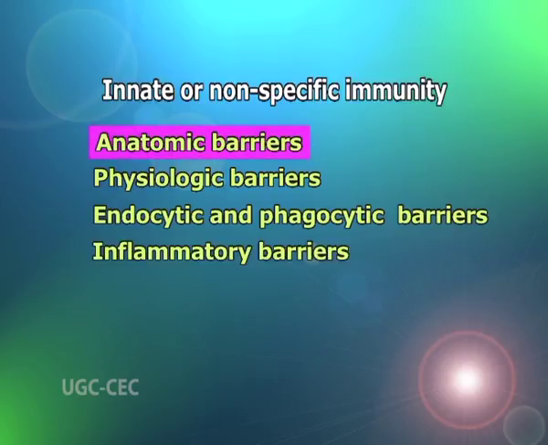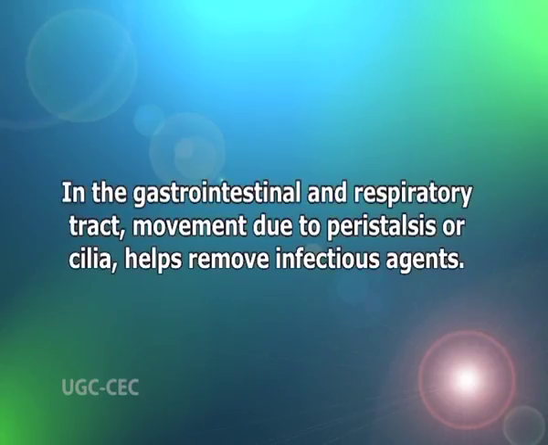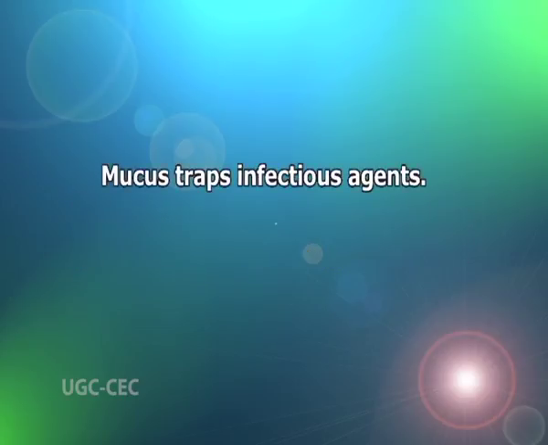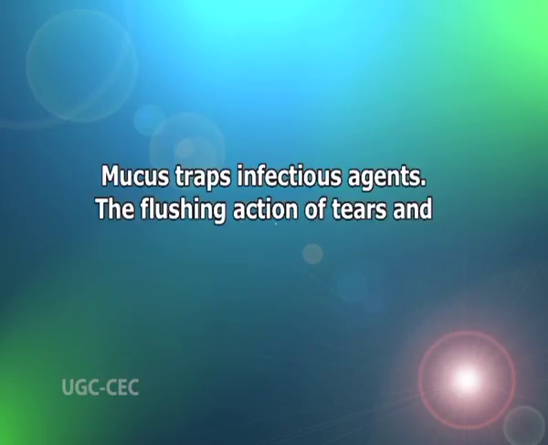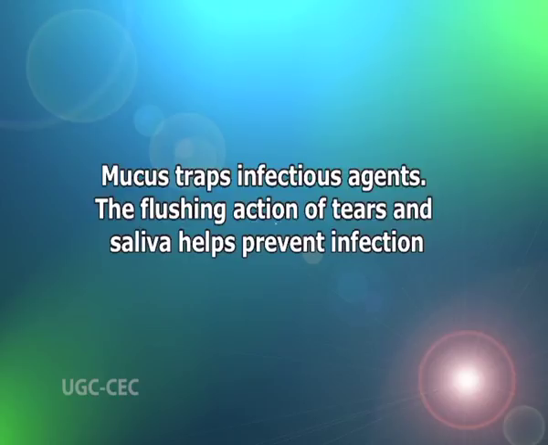Anatomic barriers. The epithelial surfaces form a physical barrier that is impermeable to most infectious agents, acting as the first line of defense against invading organisms. In the gastrointestinal and respiratory tract, movement due to peristalsis or cilia helps remove infectious agents. Mucus traps infectious agents. The flushing action of tears and saliva helps prevent infection of the eyes and mouth.